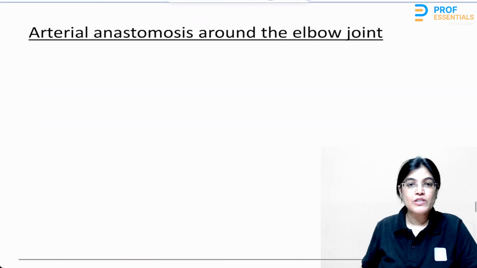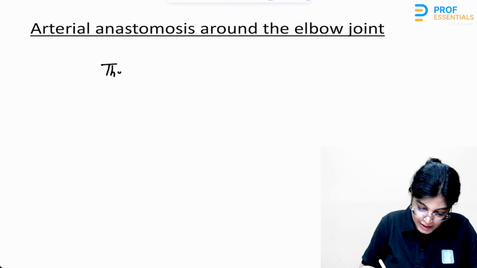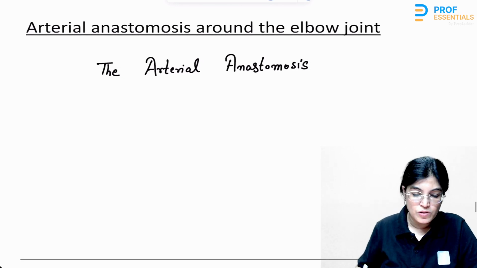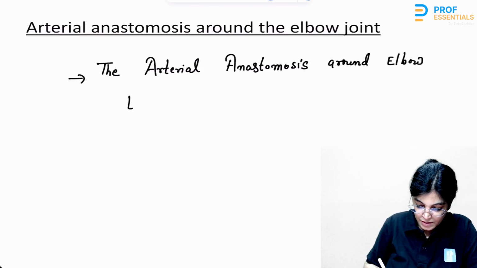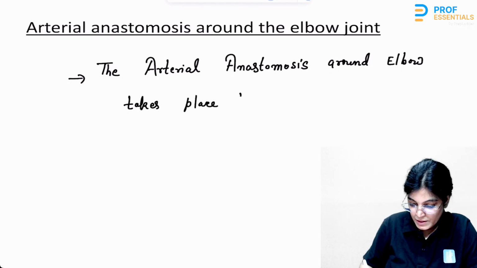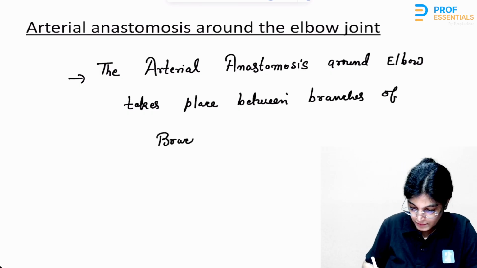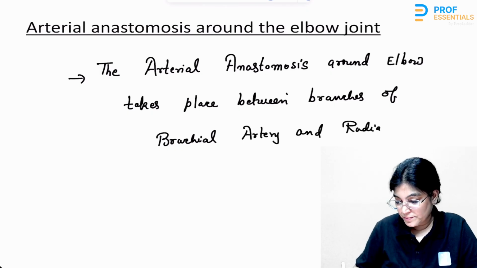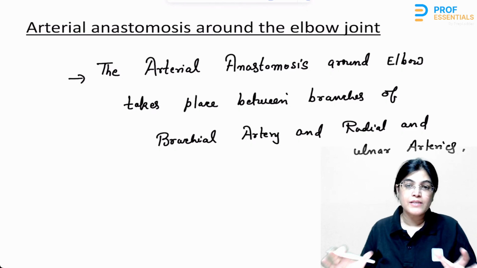Elbow anastomosis. The first thing which I want you to understand about elbow anastomosis is that the arterial anastomosis around the elbow joint takes place between branches of the brachial artery and the radial and ulnar arteries. Okay, these are forming an anastomotic network around the elbow joint.